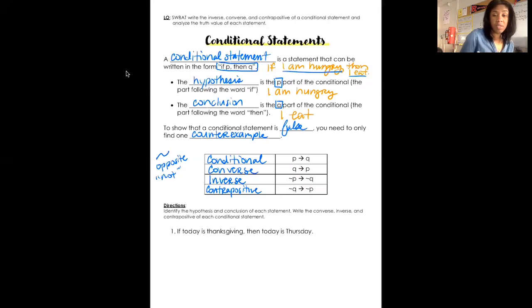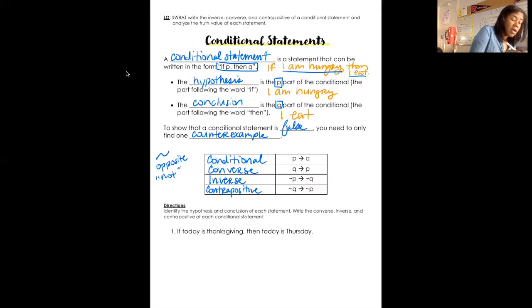So for these directions down here, identify the hypothesis and the conclusion of each statement. If you do that, it's gonna make finding the converse, the inverse, the contrapositive much easier because you're just gonna have to fill in the Q and the P, okay? Next, we're gonna write the converse, inverse, and contrapositive of each conditional statement.